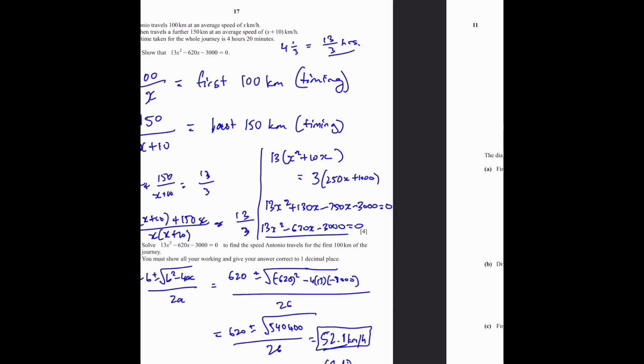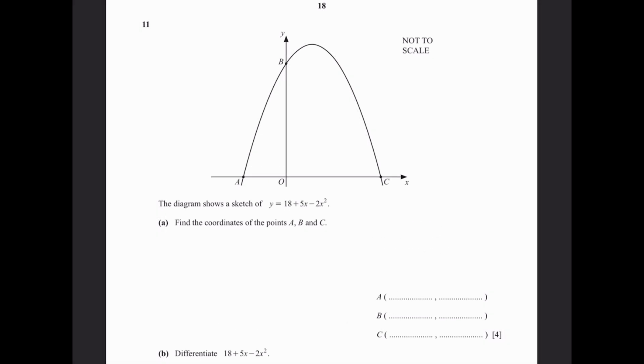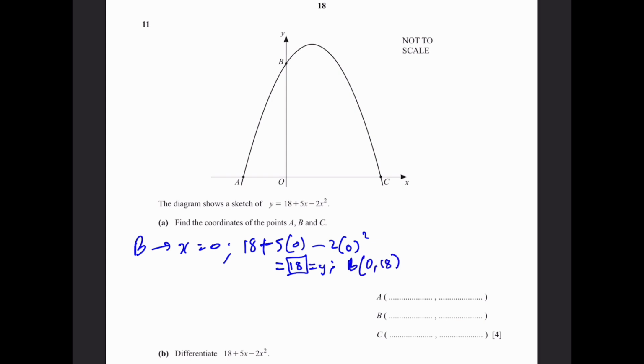Let's go to question 11. The diagram shows a sketch of y equals 18 plus 5x minus 2x squared. A. Find the coordinates of the points A, B, and C. The easiest thing to find is the y-intercept, which is B, since this point B is the point where x equals 0. So that means 18 plus 5 times 0 minus 2 times 0 squared. That's just 18. And this is the y value. So that means B is just x equals 0, y equals 18.